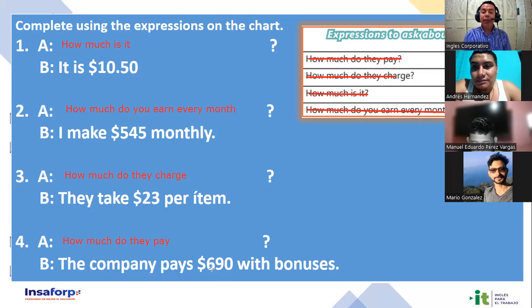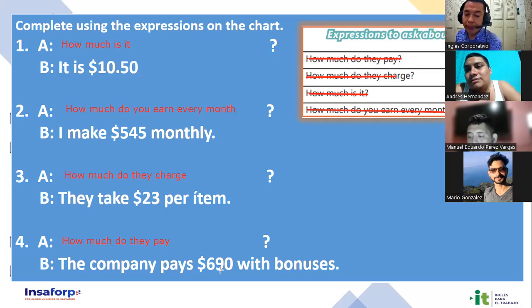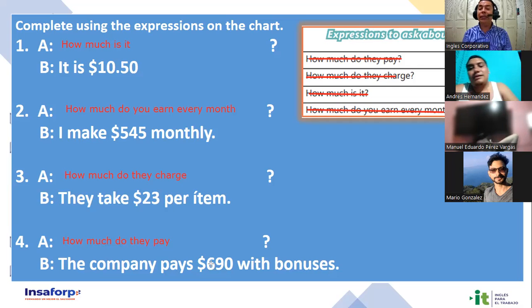Okay, it's $690, right? No colones. Dollars, right? Okay, Andres, please. $690. It's 690, not 609. Or 90, if you want to say, right? Okay. $690. Because they pay $690. Very good. Now, any extra question?